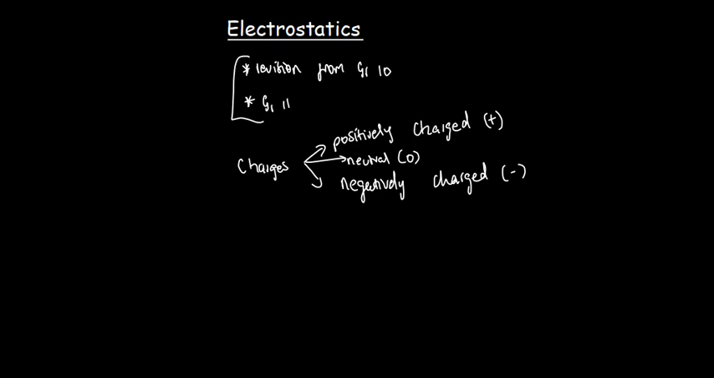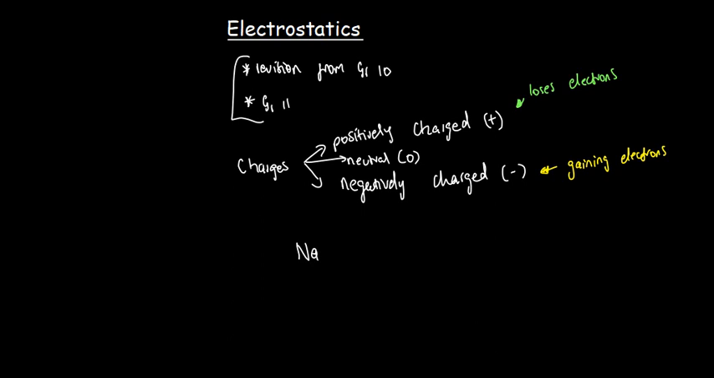Now, how do things become charged, or what does it mean when something is charged? Something becomes positively charged when it loses electrons. This is because electrons are negatively charged, so as you are removing them, that object becomes positively charged. And something can become negatively charged through gaining of electrons. So if something gains electrons, it becomes negatively charged.